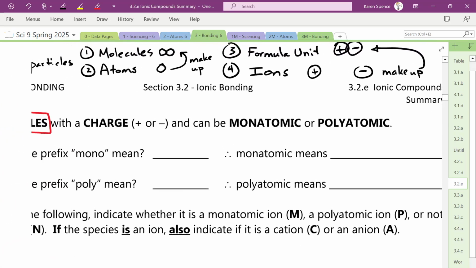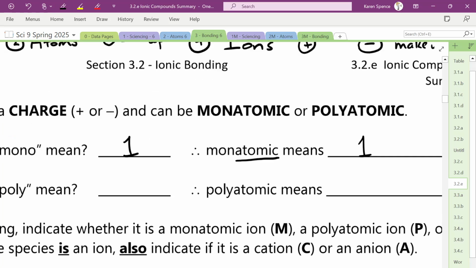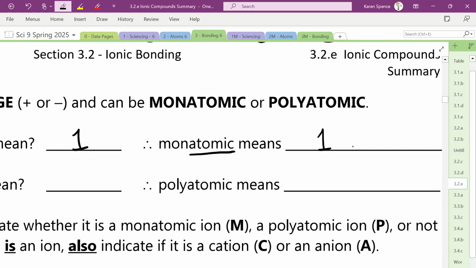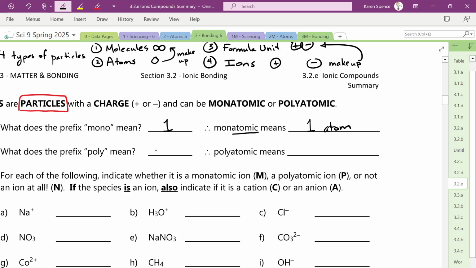Okay, can you fill in this next line? The prefix mono means 1. Therefore, monatomic means 1 what? Atomic. Monatomic means 1 atom. Poly means many. Polyatomic means many atoms.